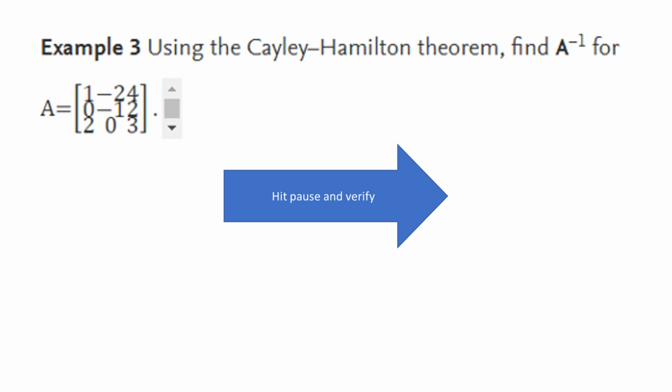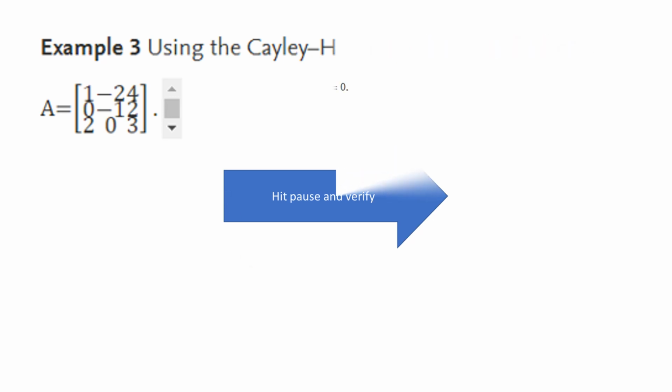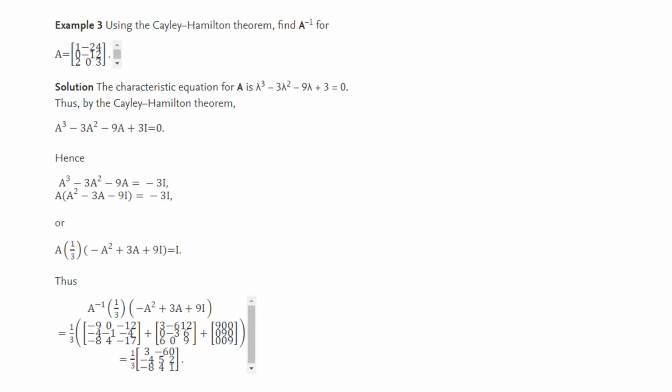Let's see how you understand this. I'm going to ask you to use the Cayley Hamilton theorem to find A inverse for this matrix. It is a 3 by 3. It is 1, minus 2, 4, 0, minus 1, 2, and 2, 0, 3. Again, I suggest you hit pause and verify. Let's see how you did.